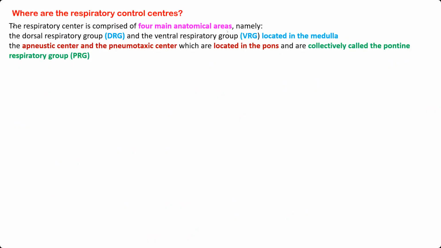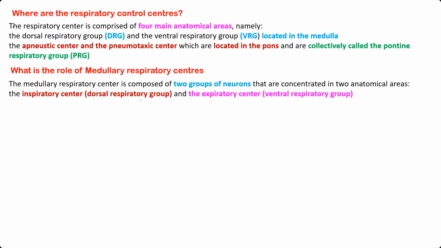In respiratory control, there are four main anatomical areas: the dorsal respiratory group and the ventral respiratory group, which are situated in the medulla. And in the pons, you have two centers called the apneustic center and the pneumotaxic center, collectively called the PRG. The role of the medullary respiratory centers: one is for inspiration and one is for expiration. The dorsal respiratory group is the control center for inspiration. So remember ID, your email ID or whatever ID you want: inspiration dorsal, expiration ventral.